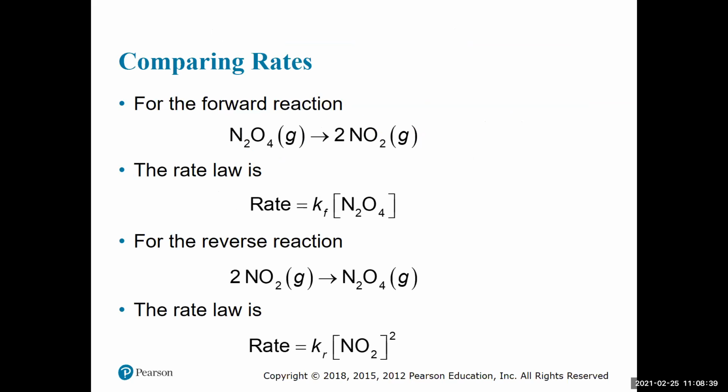Okay, let's talk a little bit about rates. So here we have that same reaction written, N2O4 going to 2 moles of NO2, and we write that rate law, okay? Remember, how would we have figured out that rate law? We had done experiments, right? And then for the reverse reaction, we go the other way. We have a rate law there. So we've got two rate laws.